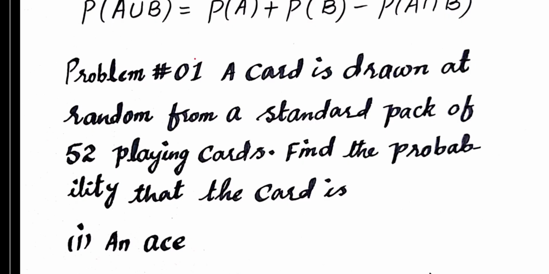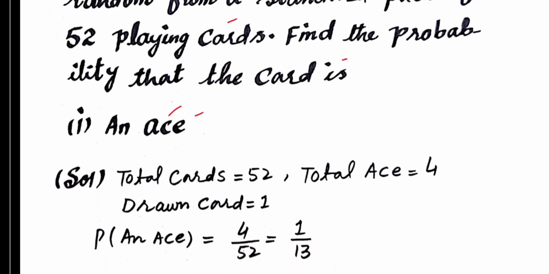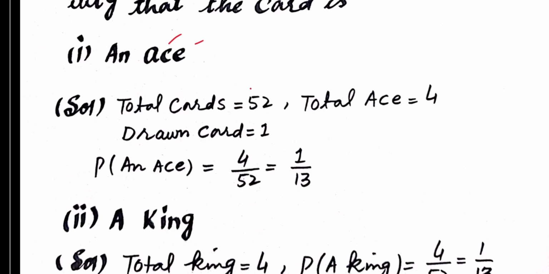This is problem number 1, and this is a long problem. I have divided this problem into 12 to 13 parts. A card is drawn at random from a standard pack of 52 playing cards. Find the probability that the card is an ace. Actually, this problem is related to the information of cards. If you have no sufficient information of cards, inshallah, after watching this problem, you will be clear about the information of playing cards. Here, total cards are 52. Total ace. We have to find the probability of ace.